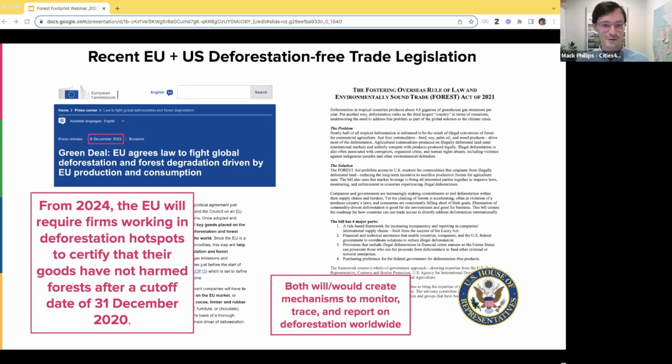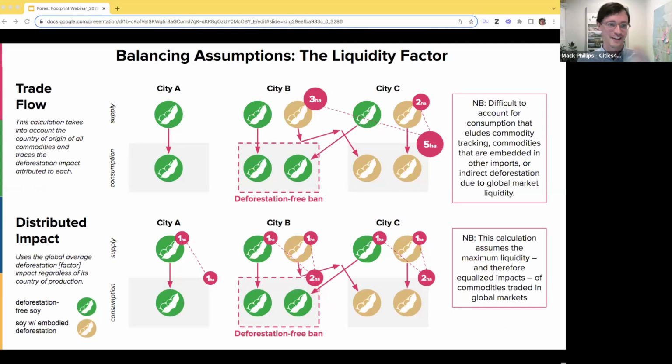So how do you do that? The reason being is that the critique with a lot of these bans is that they don't necessarily reduce deforestation at the source, but rather displace the consumption of this deforestation. And it's a difficult process to really understand how that works if you're not well versed in it. But essentially, these two footprint variants, the trade flow and the distributed impact variant, have been built to balance those assumptions.